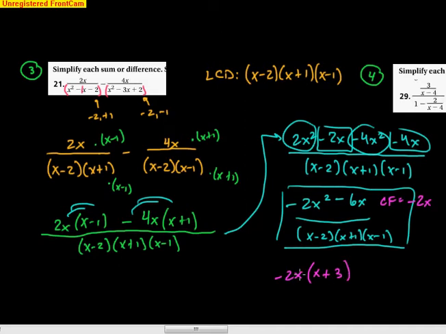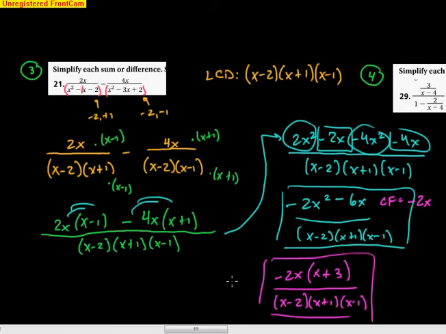So again, if I distribute it back out, negative 2x times x is negative 2x squared. Negative 2x times 3 is negative 6x. All over x minus 2, x plus 1, x minus 1. And of course, possibly, the factored form would then cancel, but nothing cancels. So this would also be an okay answer. But again, the first one is what I'll accept in class. Just simplify that top once you get that common denominator, and you're good to go.